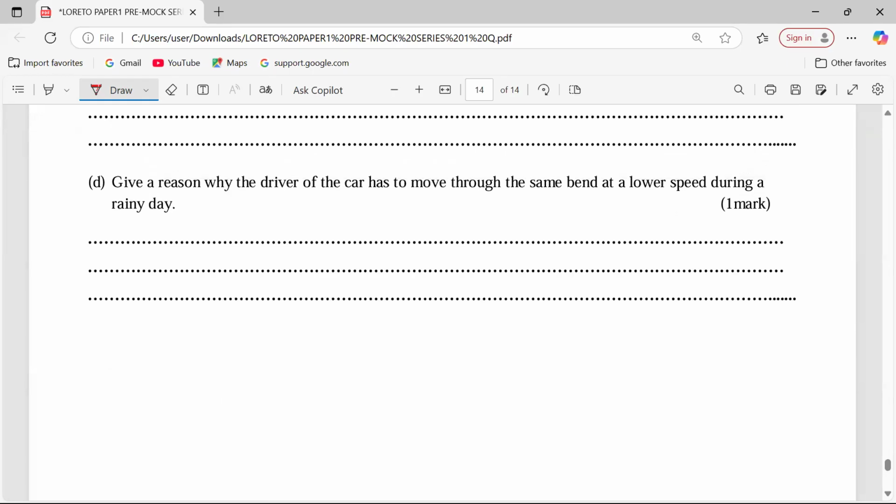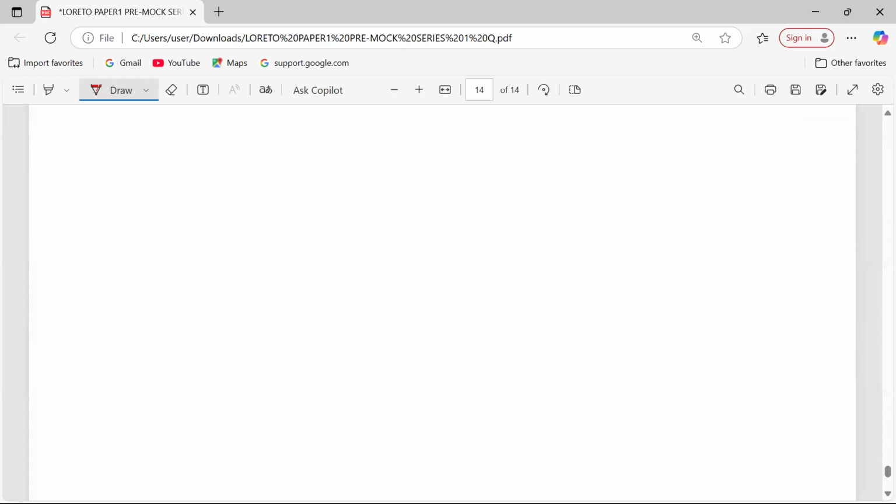Then look at this. Give a reason why the driver of the car has to move through the same bend at a lower speed during a rainy day. This is because we have reduced friction. When it is rainy, when it's muddy, friction is reduced. Thus, centripetal force is less. To avoid skidding, in other words, since friction is reduced. Remember, it is this friction which will provide centripetal force. Therefore, friction is not there when the ground is muddy. That becomes our last question.